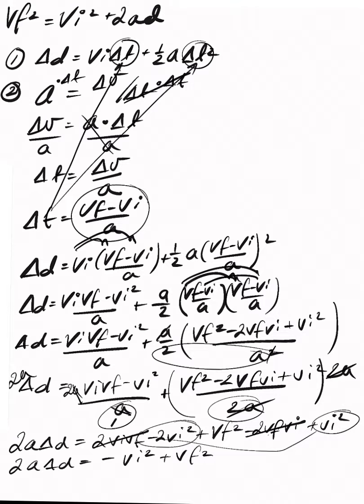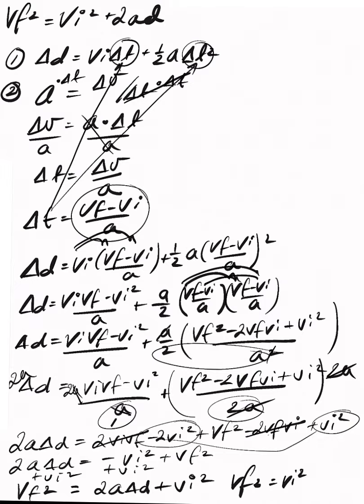To isolate Vf, we'll add Vi squared to both sides, and we get Vf squared equaling 2A delta d plus Vi squared. It can also be rewritten as Vf squared equals Vi squared plus 2AD. There's our final answer.